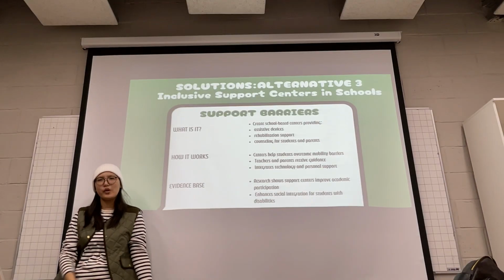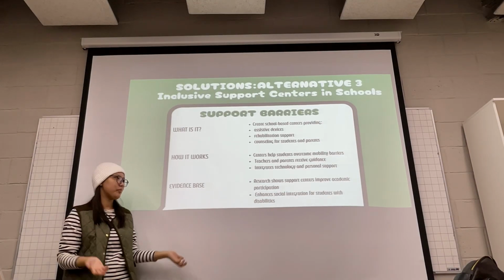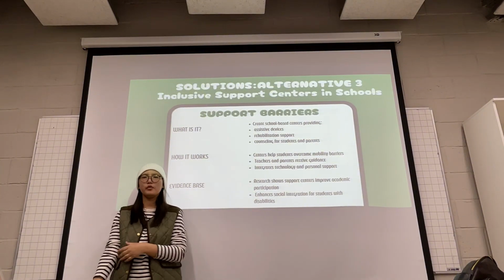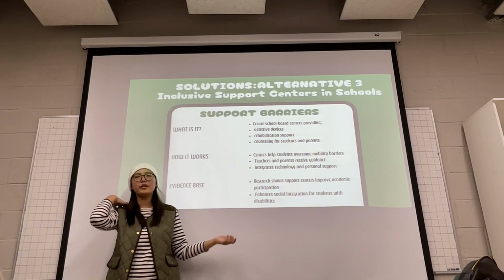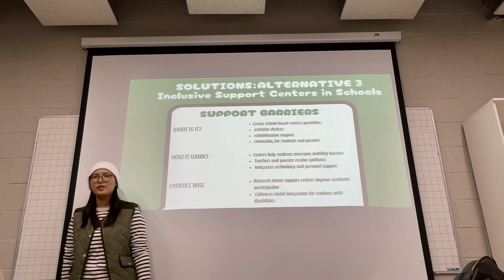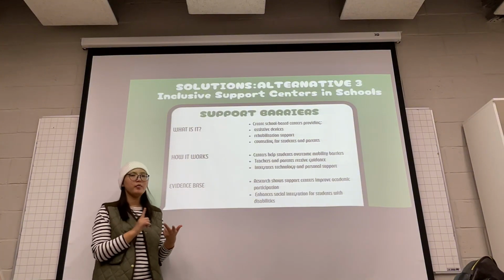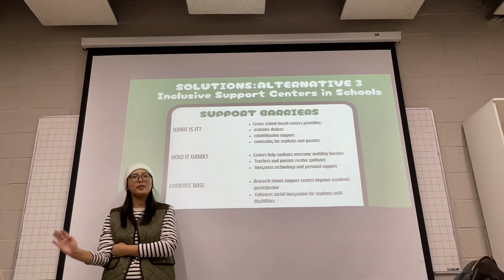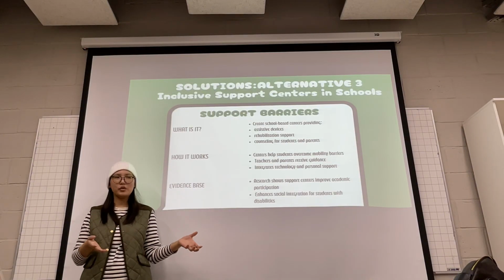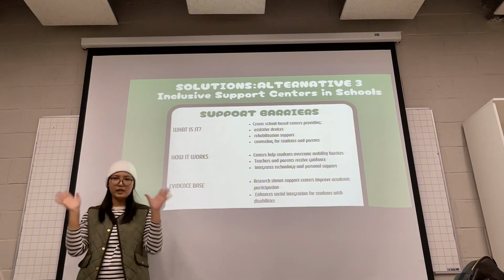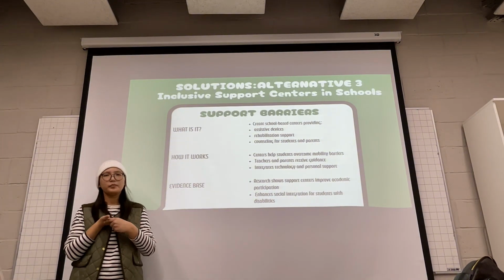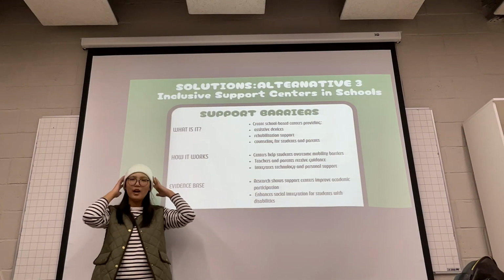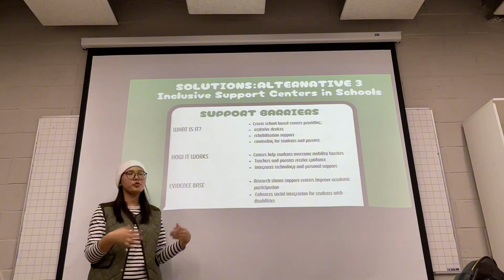In Kazakhstan, students with disabilities sometimes cannot fully participate in class because of physical barriers. But one solution is to create inclusive support centers in schools. The centers will provide assistive devices, rehabilitation support, and counseling for students, teachers and parents. For example, students in a wheelchair can attend all classes with the special equipment. And the teachers and the parents learn how to support the child.